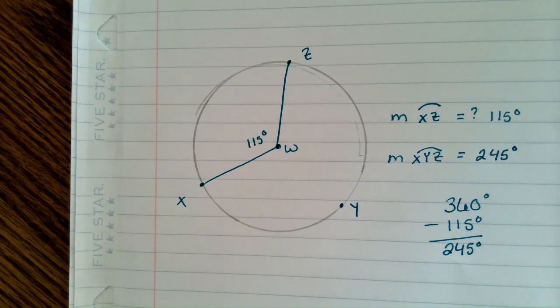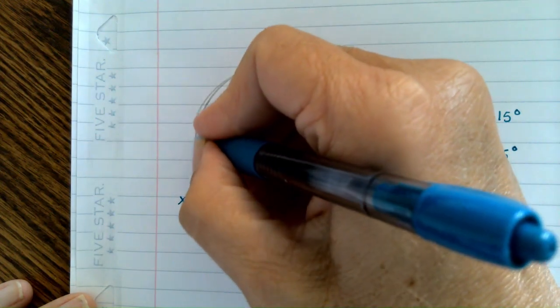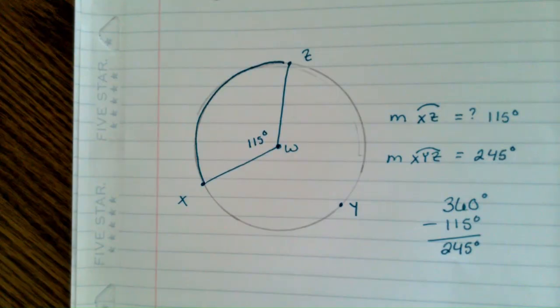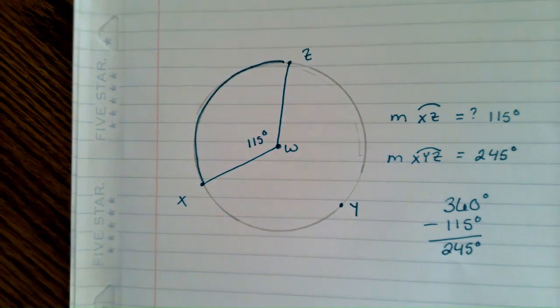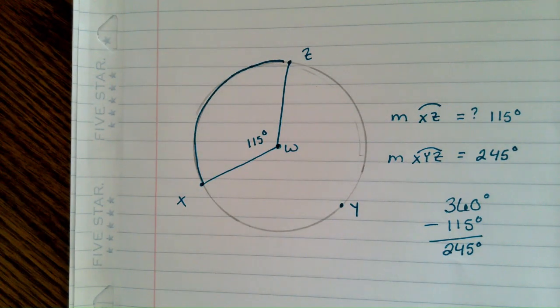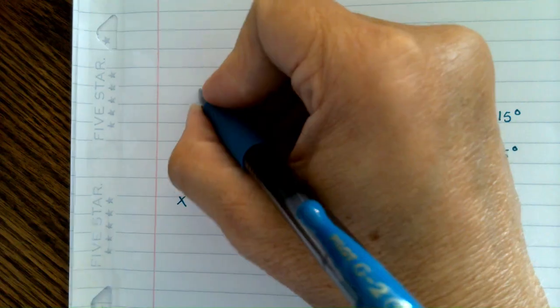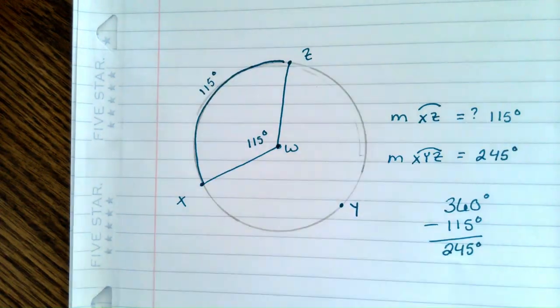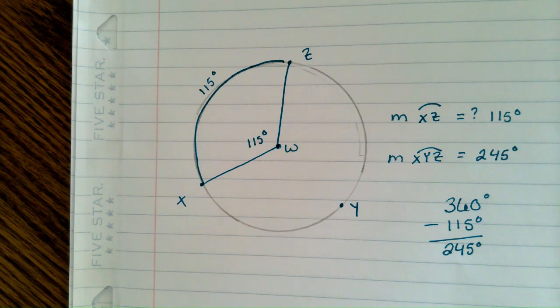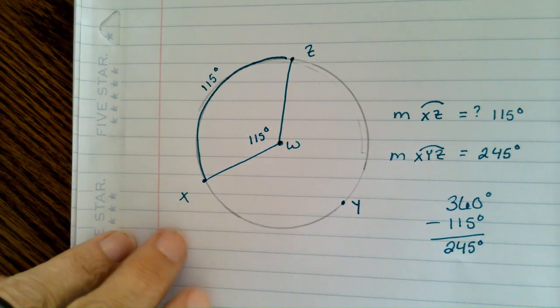So basically, your arc measure in degrees. I'm not asking about the arc length. That's something different. The arc measure is going to be equal to your central angle. So whatever your central angle is, that's the number of degrees in your arc. Okay, so if that's your arc measure, what is an arc length?